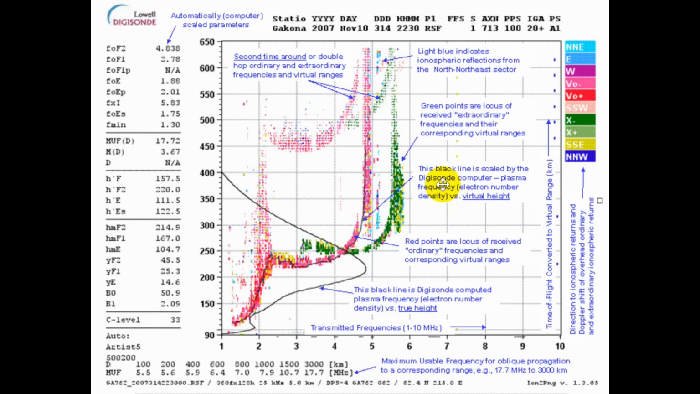The black line is scaled by the Digisonde computer, plasma frequency versus virtual height, and it tells you all these things. Somebody who's really, really good at propagation can sit here and read this chart for hours. But this shows what an ionogram actually looks like. You can get these online, by the way. So we've taken a look at the kind of signal tracks made by an ionospheric sounder. You'll see them actually fairly frequently. You'll just hear them as a blip.